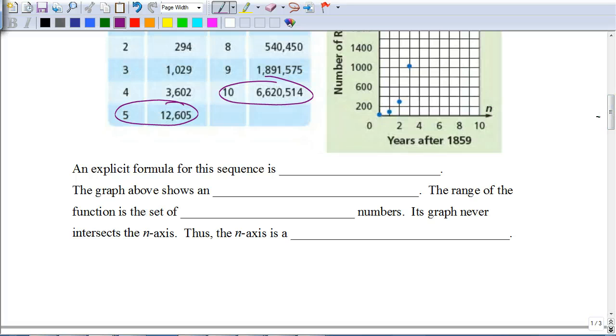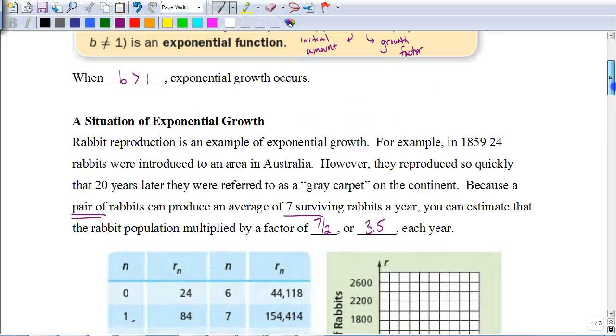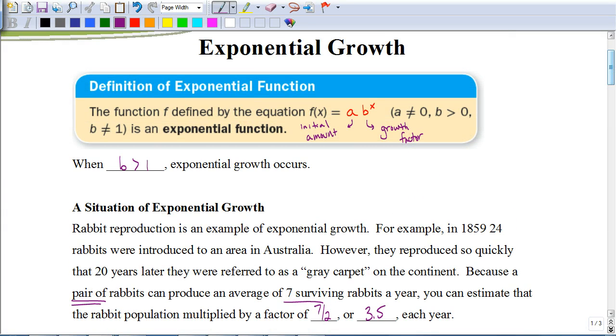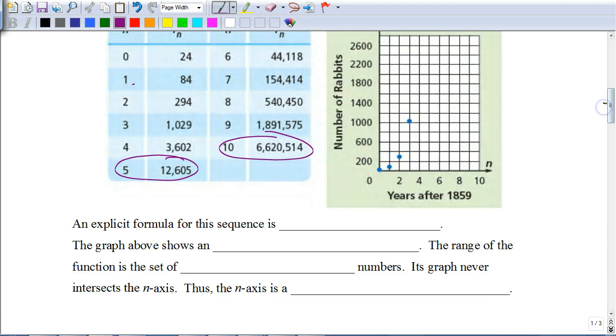Now, an explicit formula for this sequence, by explicit formula they're referring to this definition of an exponential function. Remember, it's going to be your initial amount times your growth factor to the x power. Our initial amount was 24 times your growth factor, which is 3.5, to the x power. You can use t, or whatever variable you want. So that's how we set up our explicit formula. And that graph, we call that an exponential curve.